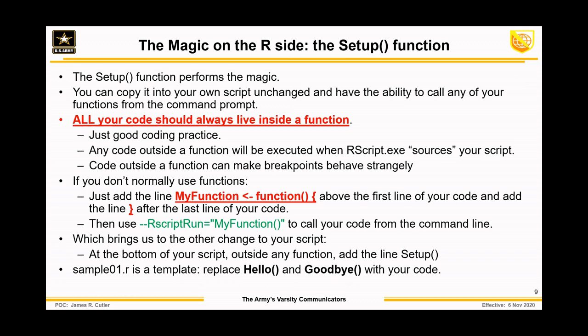To use this magic in your script, just copy the setup function from sample01.r into your script, which is out there in either of those Git repositories. Then call setup on the last line of your script. Last line is important. I won't go into why, but it is. Just put it there. These changes will not affect you at all when working interactively.